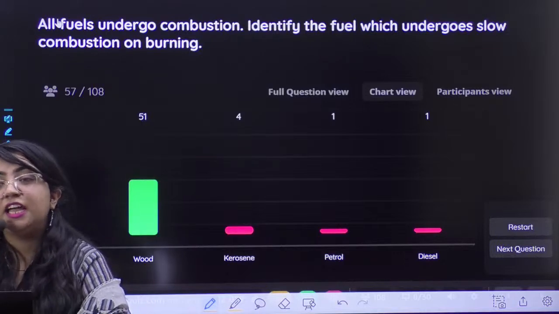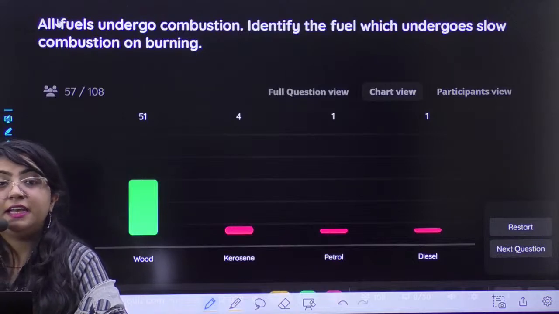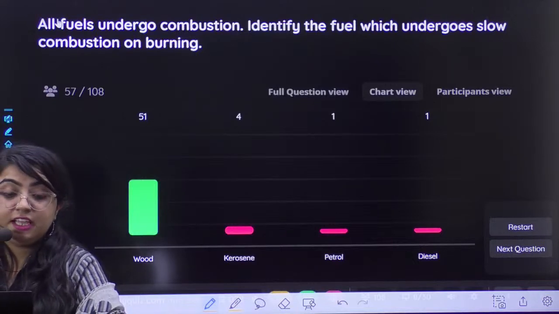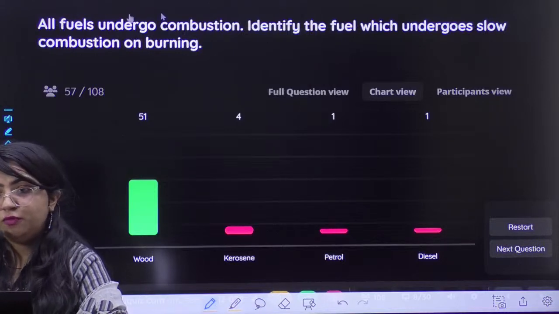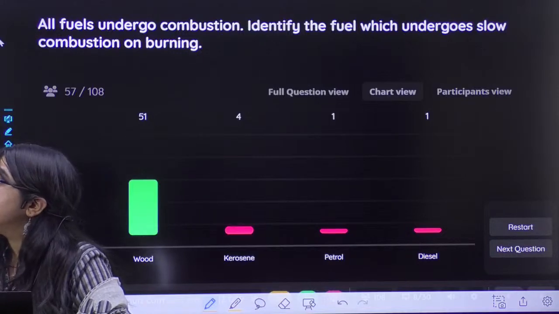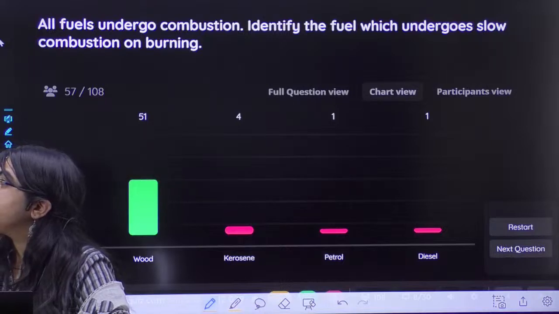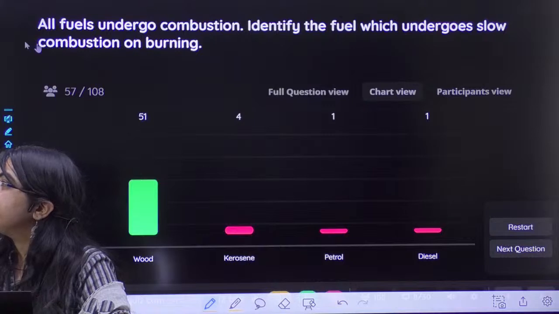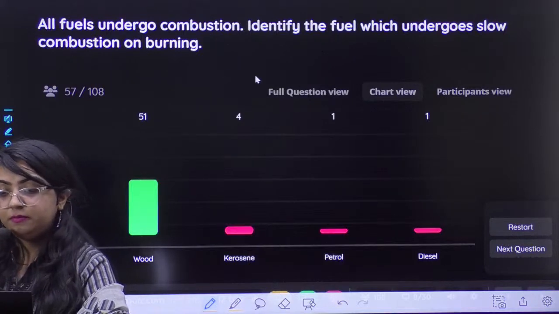Like in our daily life, if we want to burn wood, we put kerosene on it and then we burn it. Only then will we be able to produce heat or light from it. So wood is a fuel which undergoes slow combustion on burning. I hope it's clear. Please reply in the chat box.